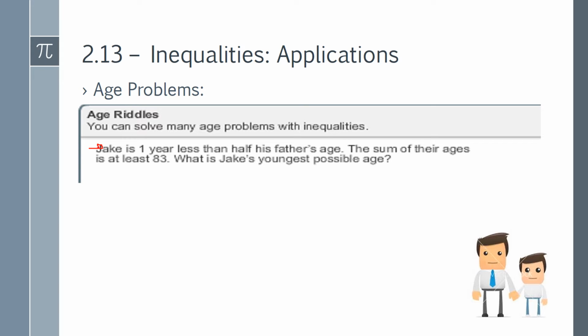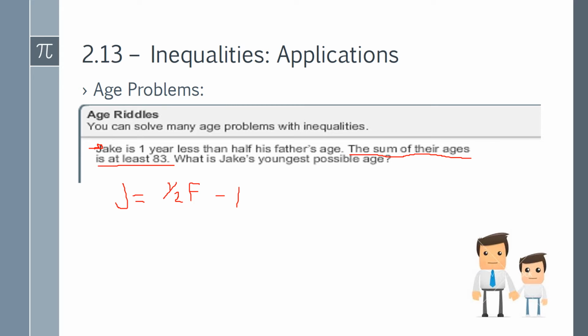Taking that first sentence, it says Jake is 1 year less than. Remember, less than means subtract, but in the wrong order. So less than, that means I subtract 1. And it says half his father's age, so 1/2 F. So this is Jake is 1 year less than half his father's age. The sum of their ages, okay, so the sum of their ages is at least 83.